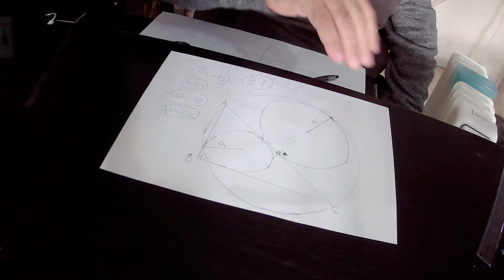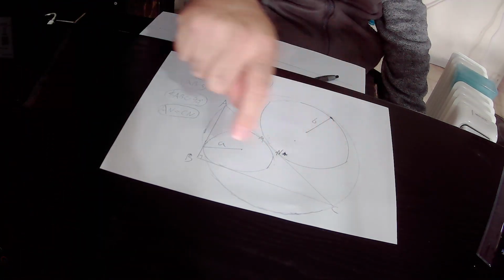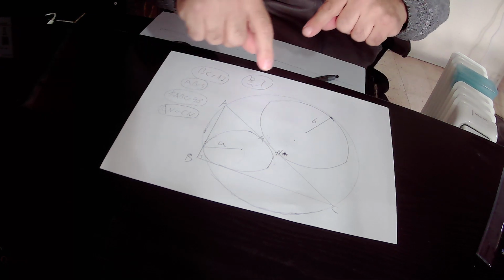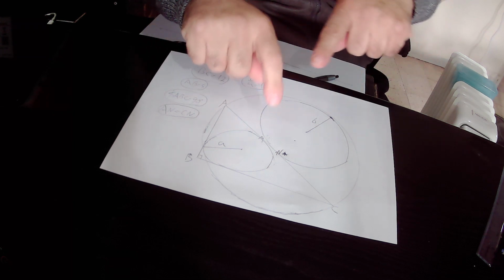Hello, in this lecture we find out the ratio between two radii. In the drawing we have a big circle. Inside this big circle we have two smaller circles.